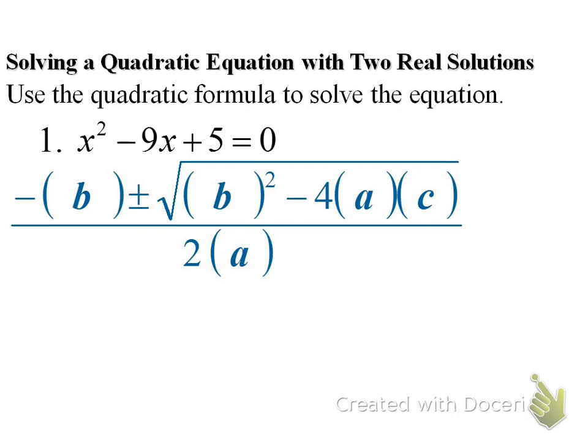So this is the quadratic formula, right? What goes in our B spot? Negative 9. What's going to go in the A spot? 1. What's going to go in the C spot? 5. Basically all you're doing is plugging it in. So everywhere where I see a B, I'm going to put a negative 9, as you can see on the board. Everywhere where I see an A, I'm going to go ahead and put a 1. And everywhere where I see a C, I'm going to put in a 5. So after you do all your plugging in, it should look like this.